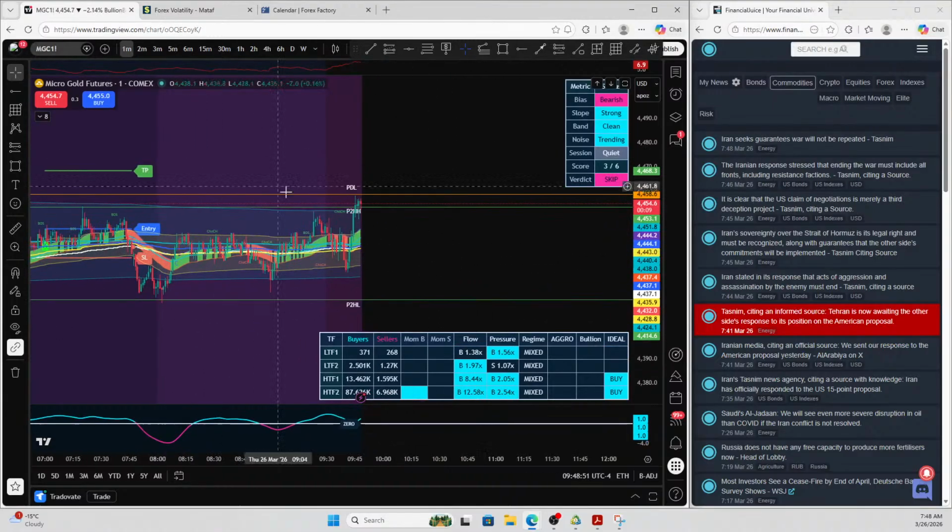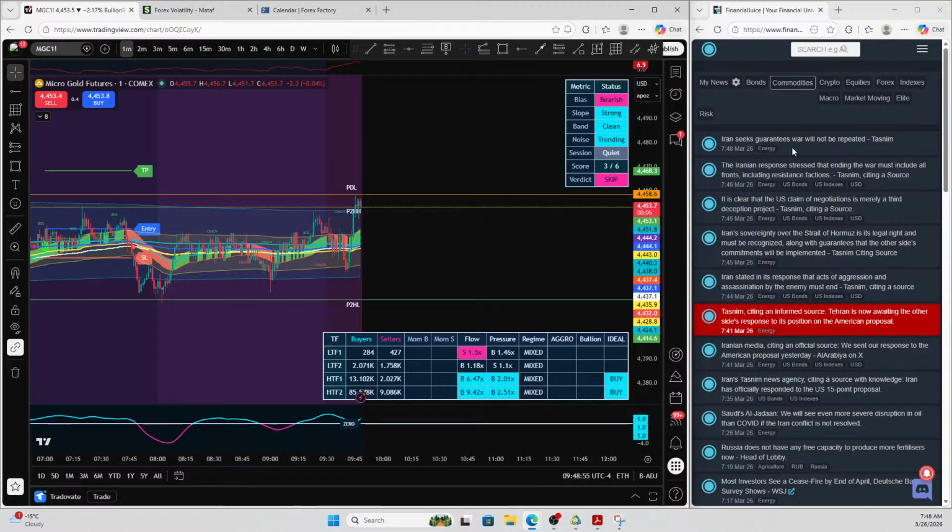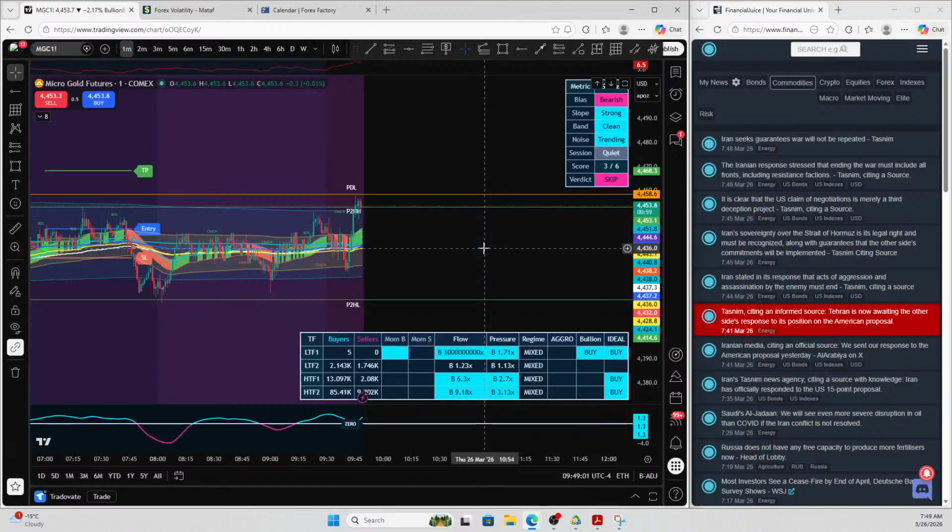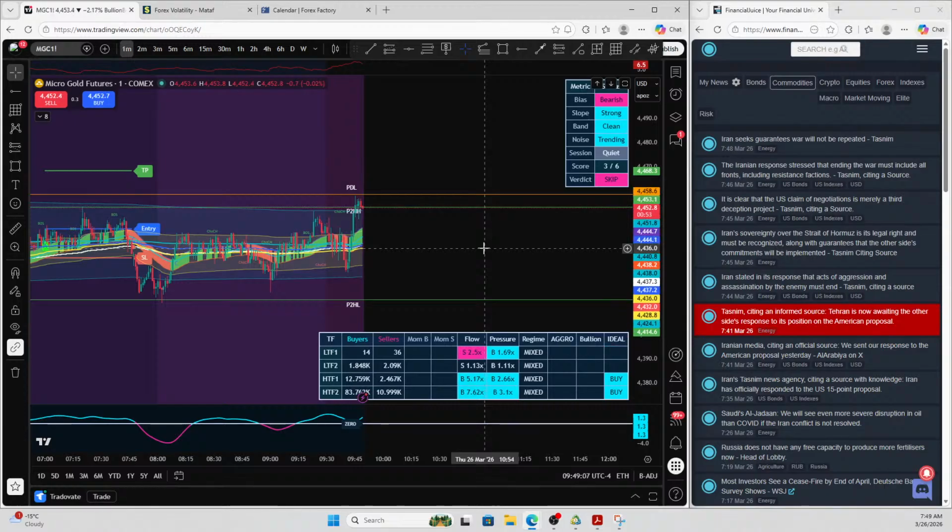For right now, it's just the opposite, especially because of the news. So let's see what happens. Not really in a rush. Right now, it's just trading on the extremities.